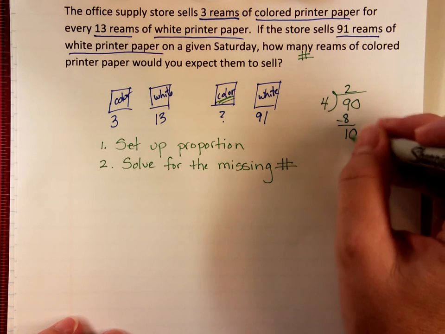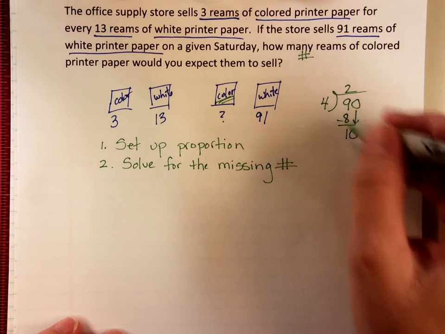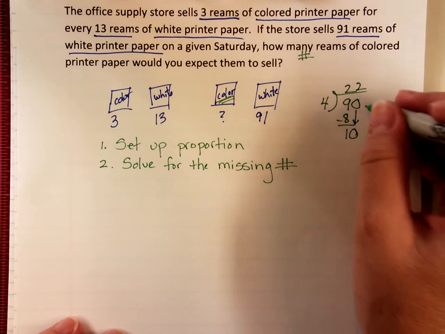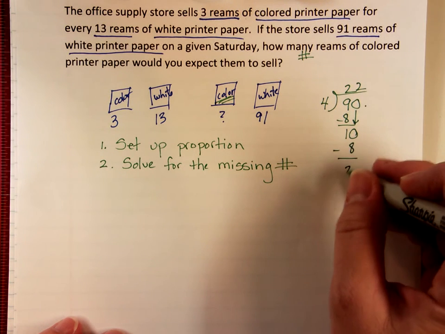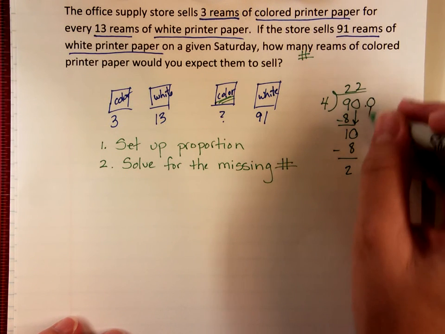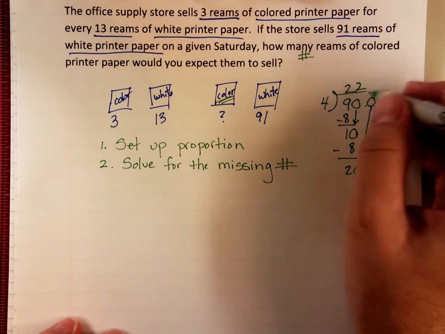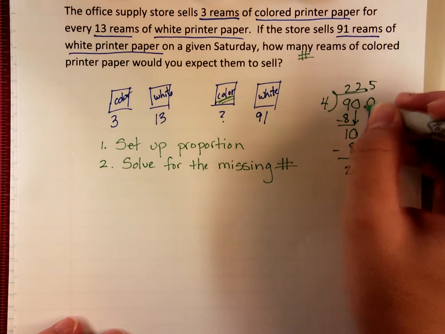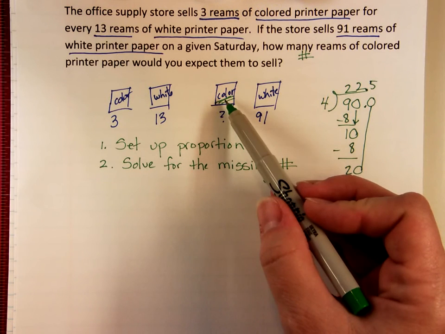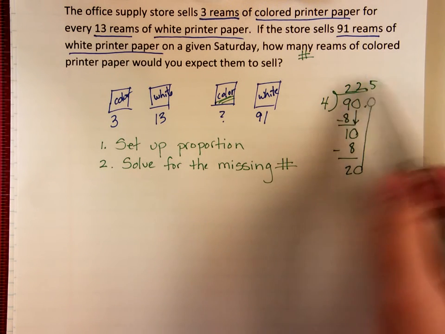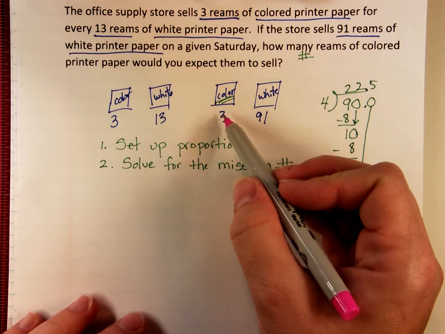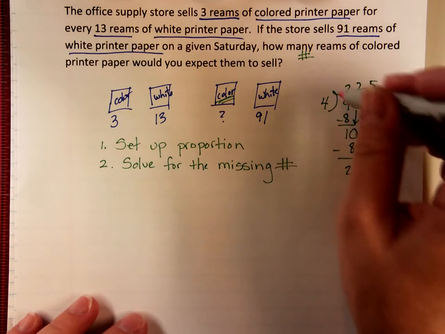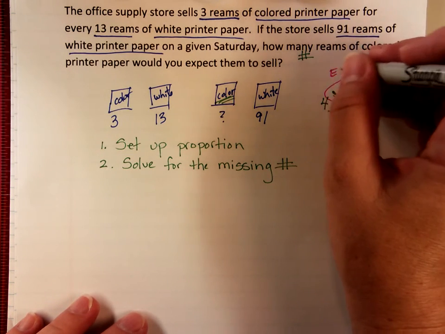So subtract. Bring your 0 down. How many times does 4 go into 10? 2 times completely. 2 times 4 is 8. 10 minus 8 is 2. Bring the 0 down. 4 goes into 20 5 times. So the colored paper should be approximately 22.5. That's going to be the estimate that we'll be working with. It looks like they sell about 1/4 colored reams for white reams. Estimate.